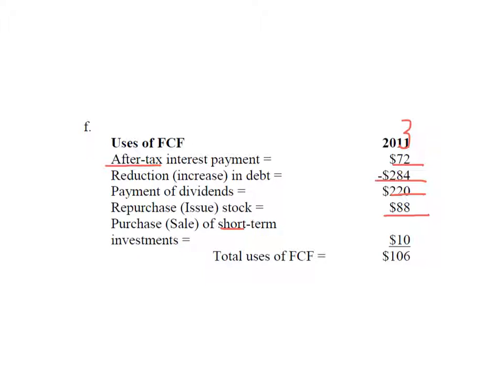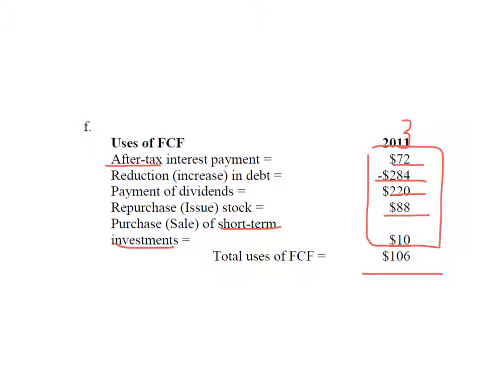Also, if you look at the short-term investment, again from the balance sheet under the current asset, you see the balance of the short-term investment increased by 10. That means the company actually used about 10 million to purchase short-term investment. So if you add up all these numbers, it turns out to be 106.